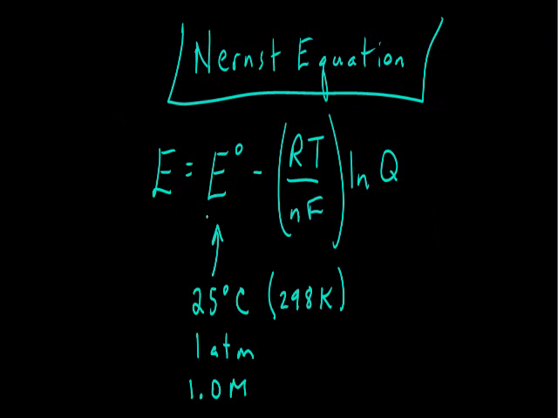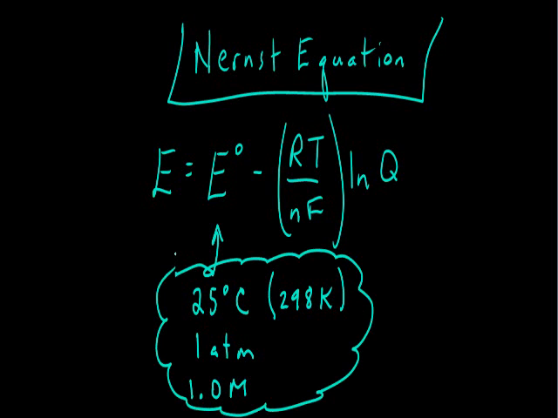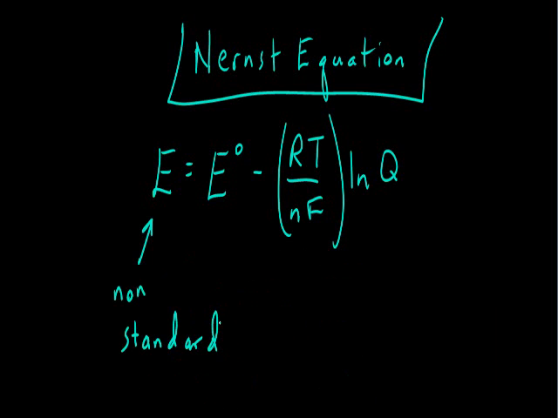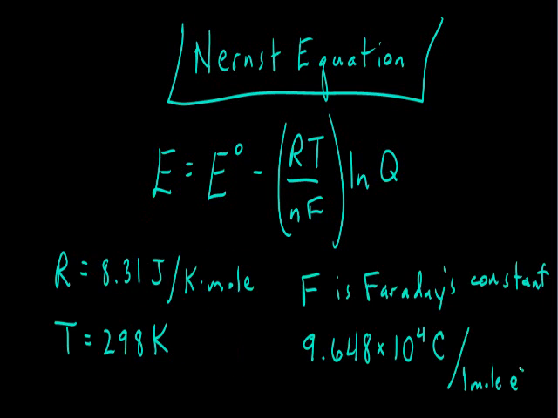The E degree sign, standard conditions, specifically means that this would be our voltage when we have conditions of 25 degrees Celsius, 1 atmosphere pressure, and all aqueous solutions have a concentration of 1 molar. Our E without the degree sign would represent when the conditions are anything other than standard conditions. If we were to have aqueous concentrations of something other than 1 molar, we'd be operating under non-standard conditions.